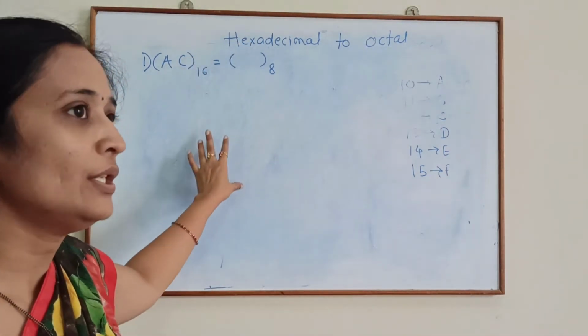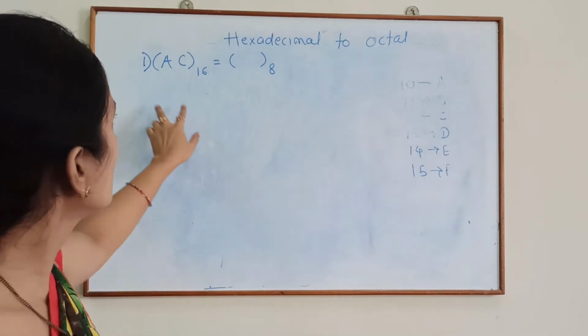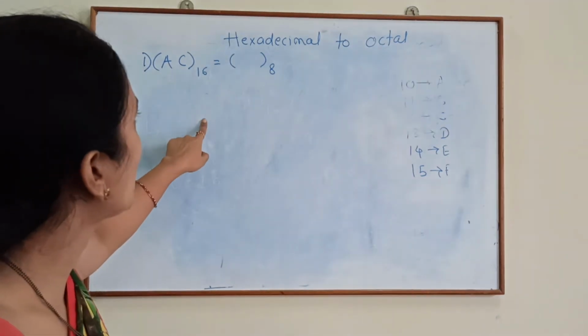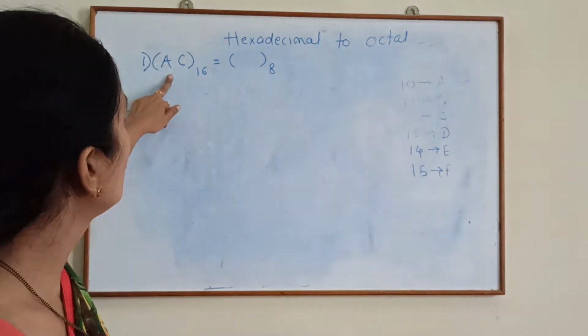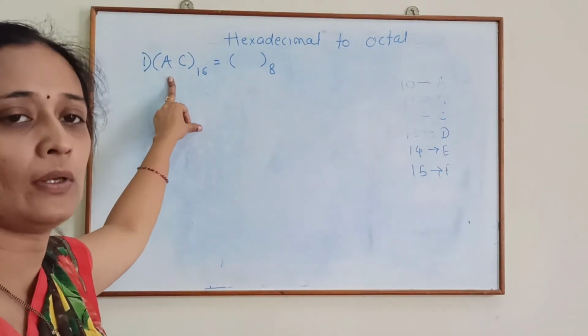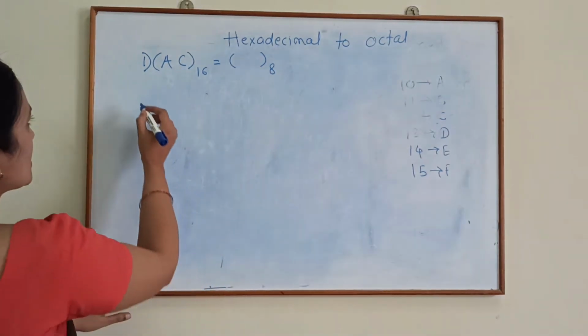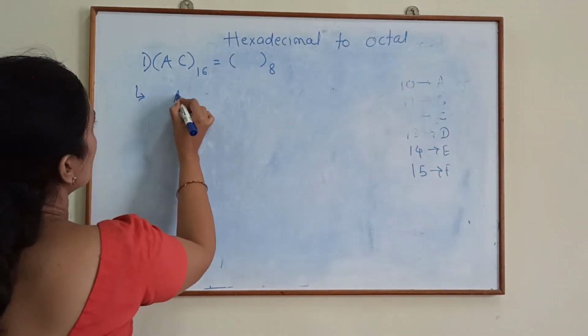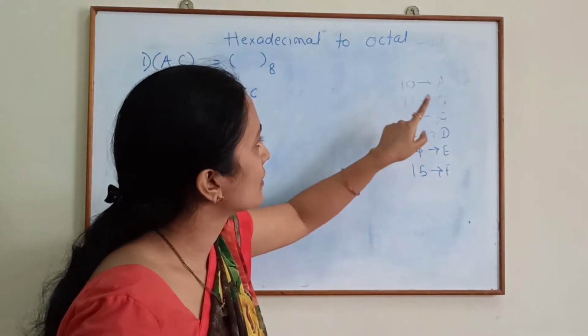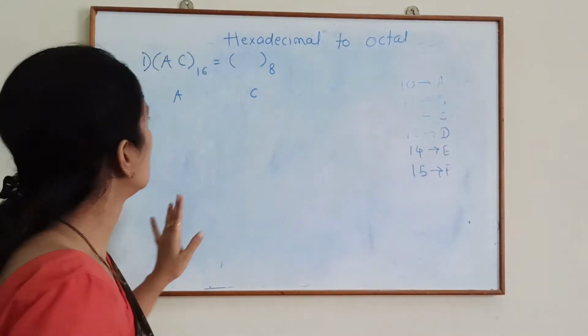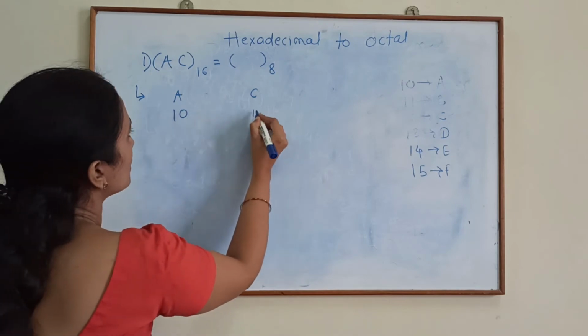For this conversion, two steps will be there. First, you have to convert this number into binary, and then from binary to octal. How to convert this number into binary? We have just seen. The first step is to separate the digits A and C. A means 10. C means 12. Therefore, 10, 12.